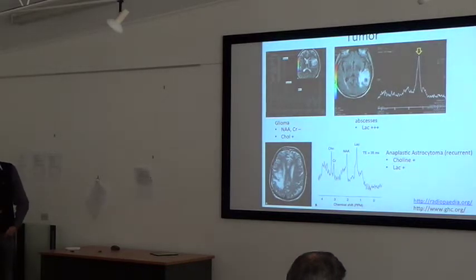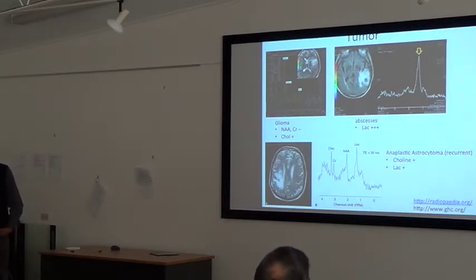The second big use is that MRS can help to distinguish between radiation necrosis and tumor recurrence. This is a patient with a history of anaplastic astrocytoma treated with surgery and radiation. The increase of choline indicates that it's actually a tumor recurrence.